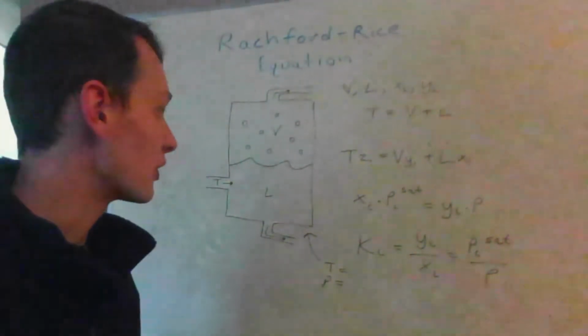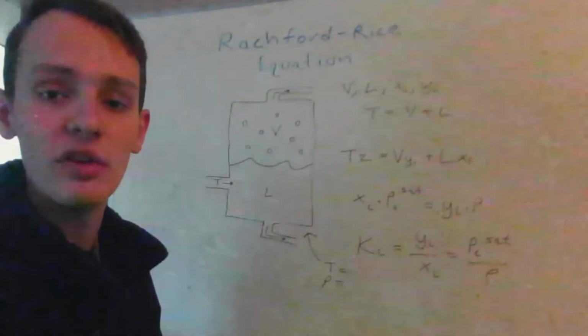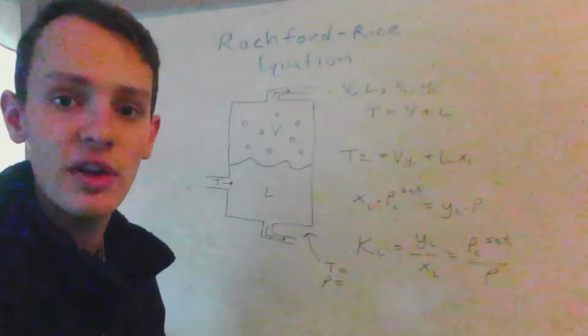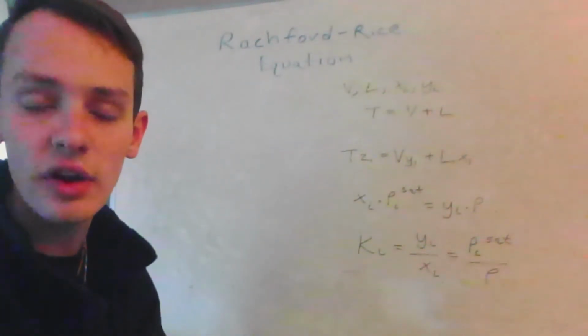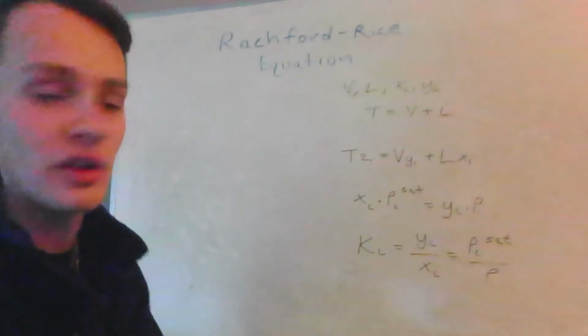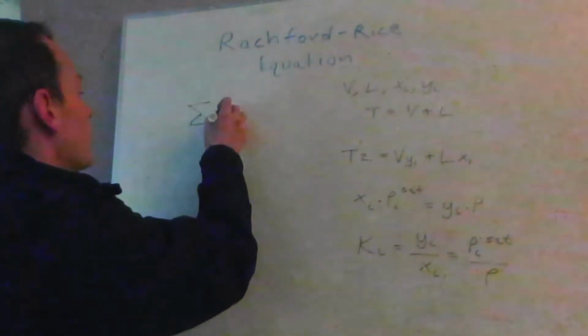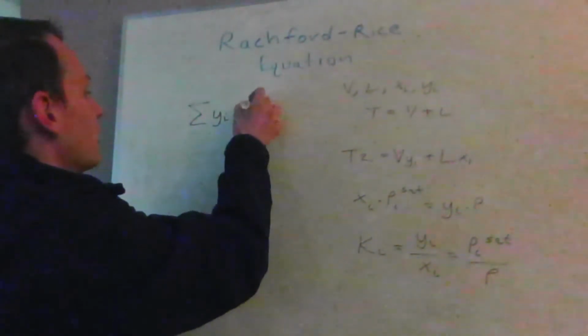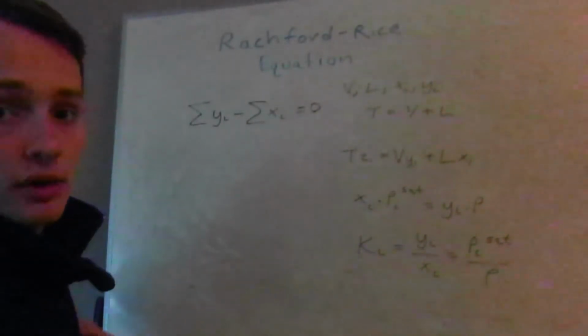So if I have 80% benzene in my vapor phase, then I know that I have 20% toluene in that vapor phase as well for a binary mixture. Deriving the Rachford-Rice equation starts with a very obvious observation, and that is that the sum of the mole fractions in the vapor phase subtracted from the sum of the mole fractions in the liquid phase is equal to 0.